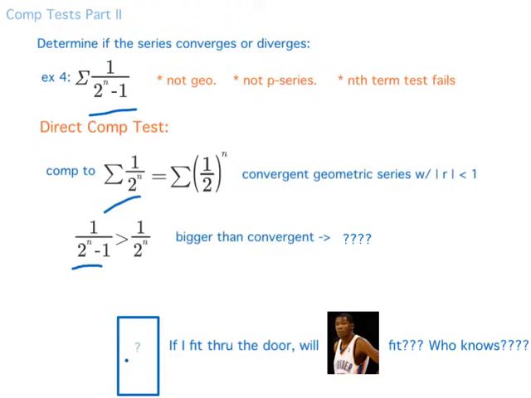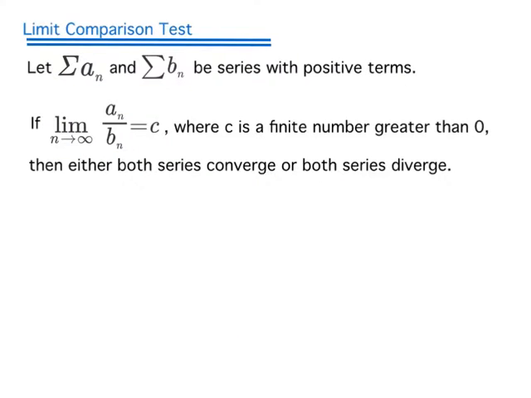And the backup test is called a limit comparison test, as opposed to a direct comparison test. The limit comparison test says this: if the sum of the a sub n's and the sum of the b sub n's are both series with positive terms, and the limit as n approaches infinity of a sub n divided by b sub n equals c, where c is a finite number greater than 0, a positive finite number, then either both series converge or both series diverge.